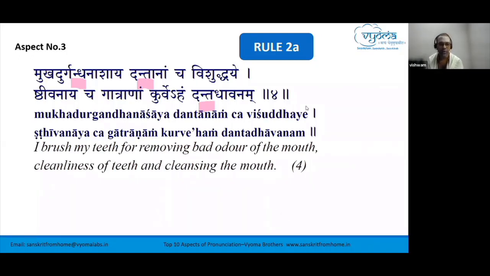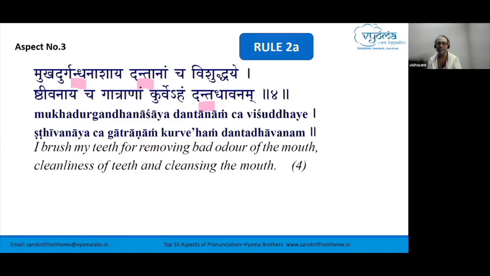Very good. So we just need to see the mahaprana letters a little more carefully. But the point which we wanted, you pronounced it correctly. Mukha, it is not what we said. It is not gamdha. It is not gum fevicol like that. No, it is gandha. Okay. Mukha durgandha nashaya dantanam cha vishuddhaye.